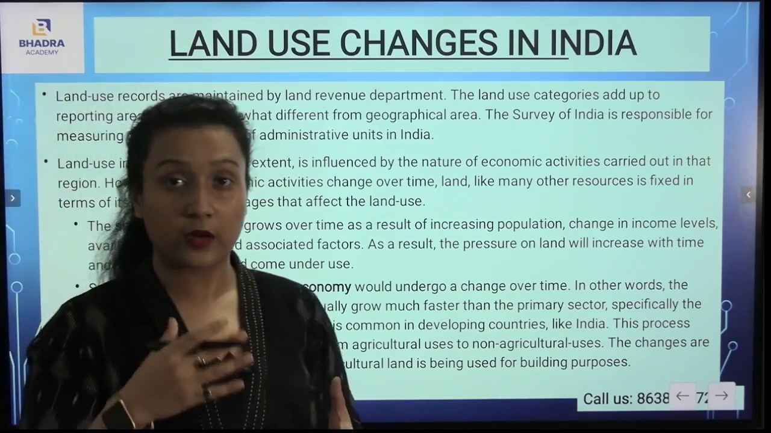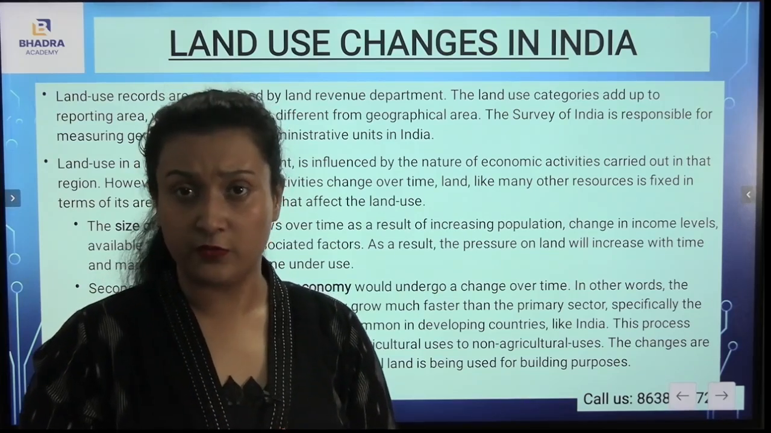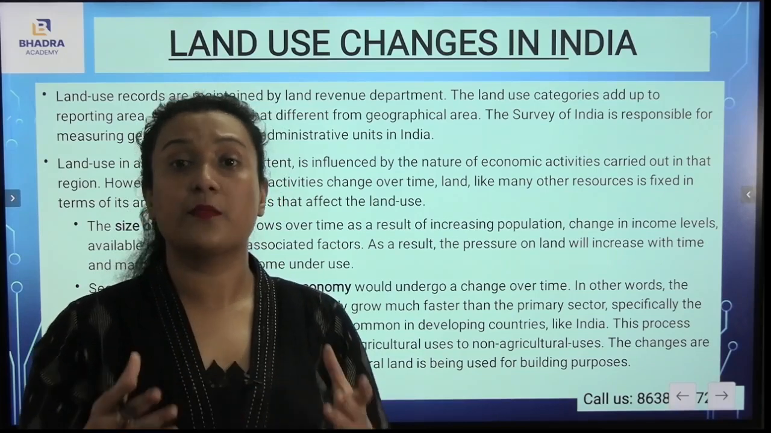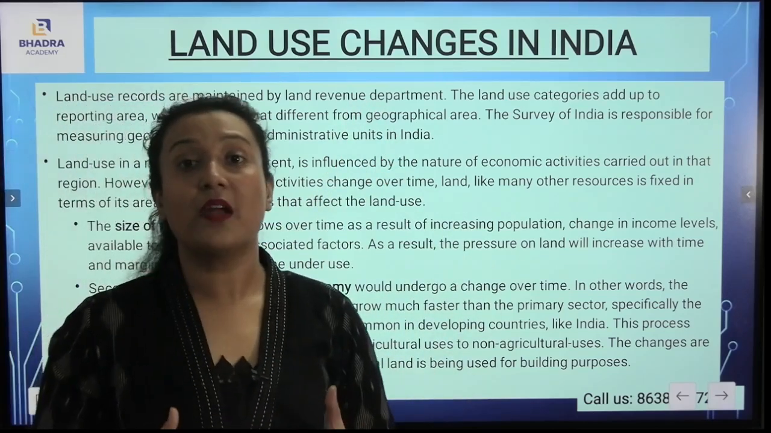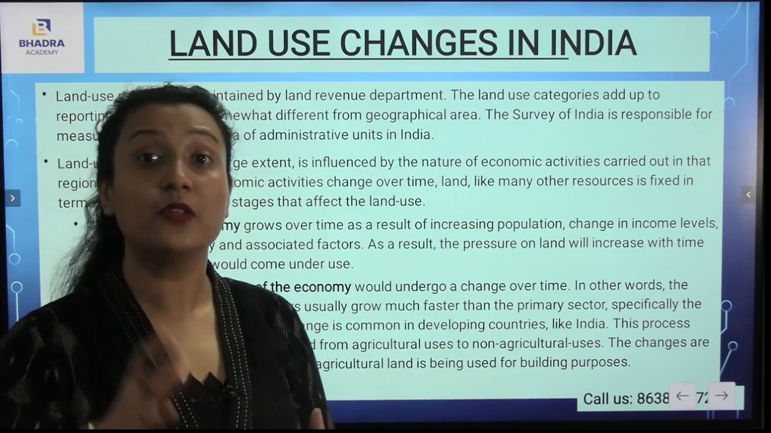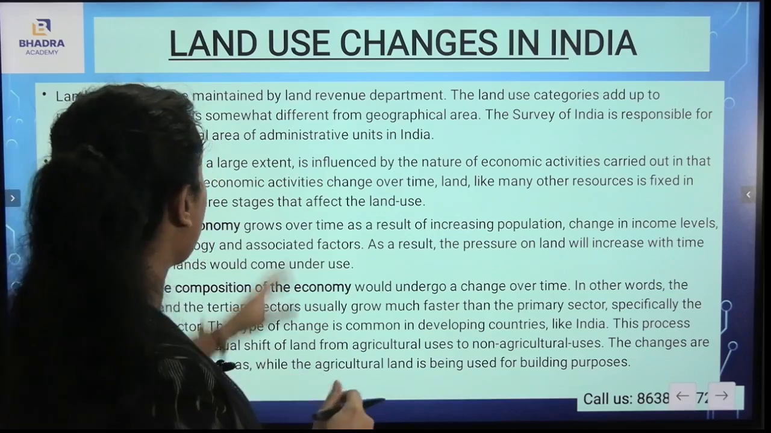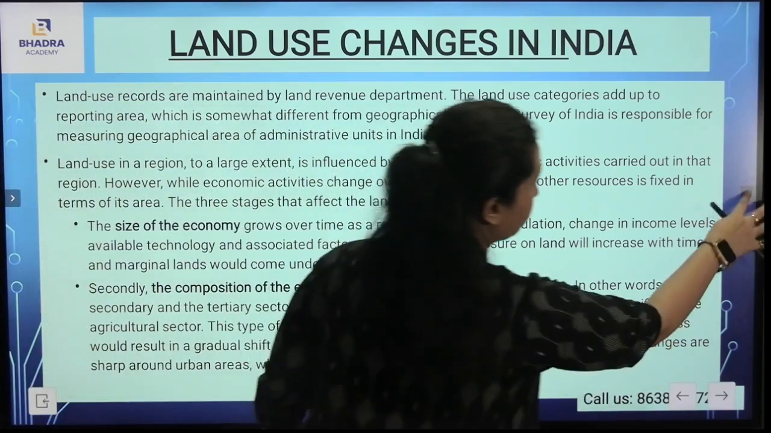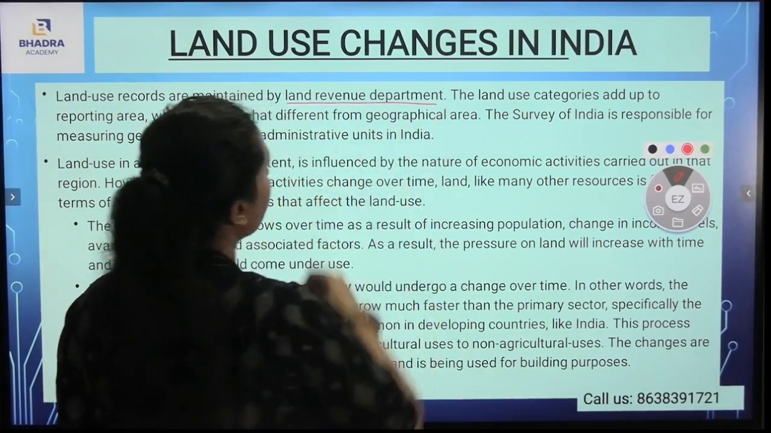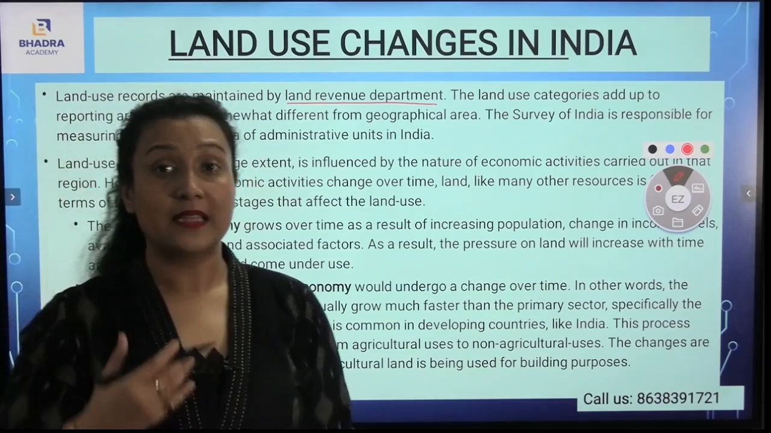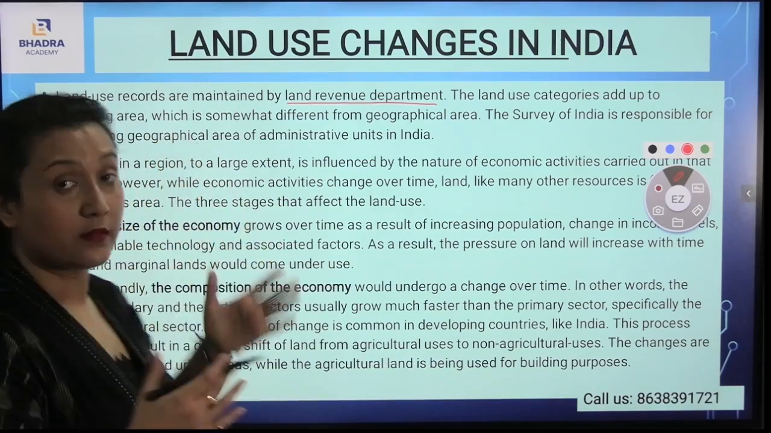Now, if I talk about the land use records, how the land is being used and what the measurement of the land is, it is all under the revenue department, that is the Land Revenue Department. First come the land records. The land records come under the Land Revenue Department, and second, the land use categorizes how the land is being used and in what way.